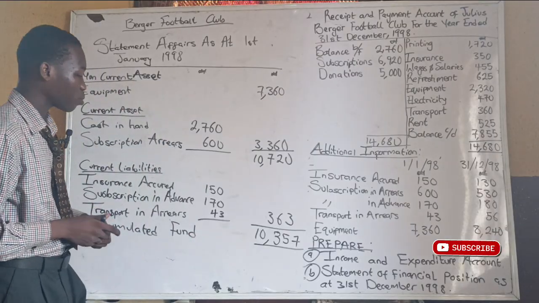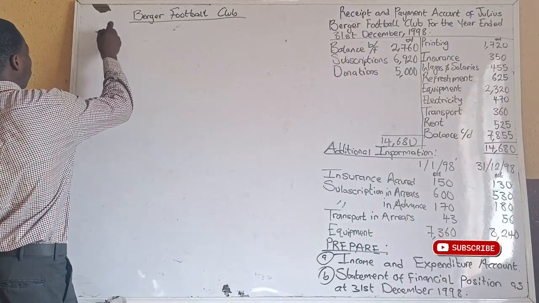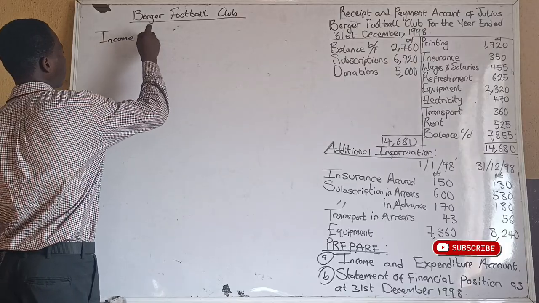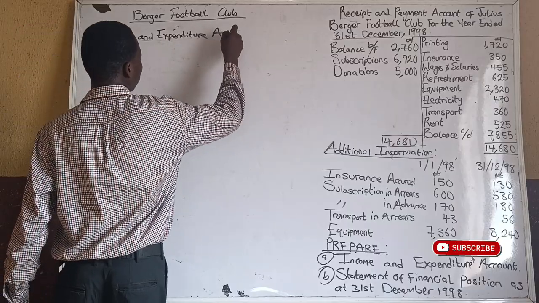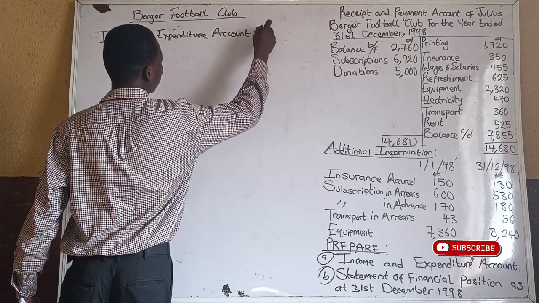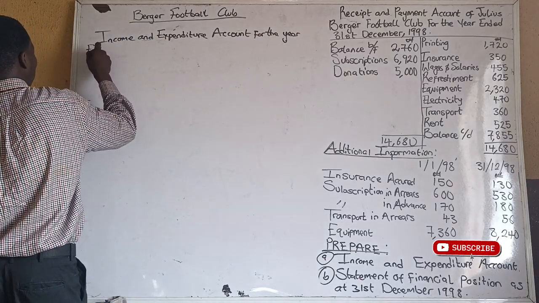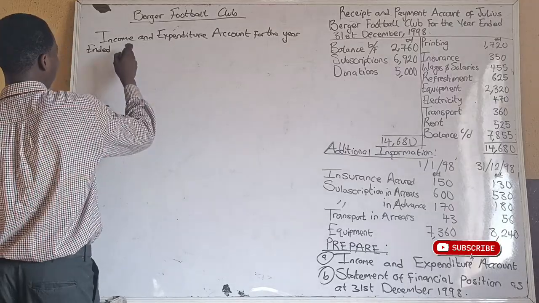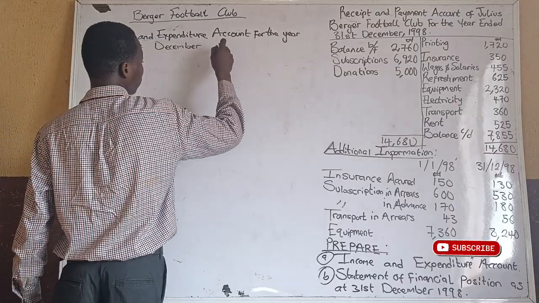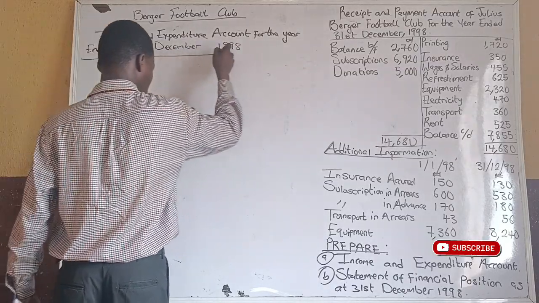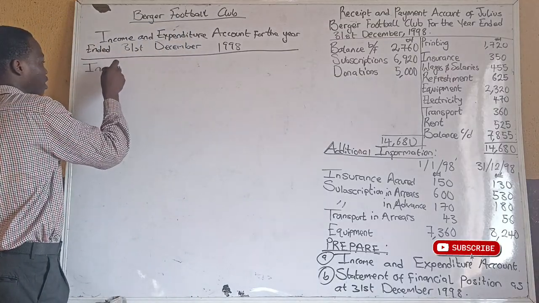Now, having done that, let's move to the next part, which is the income and expenditure account for the year ended 31st December 1998. Now let's start. We are starting with the incomes. We are writing the income first.